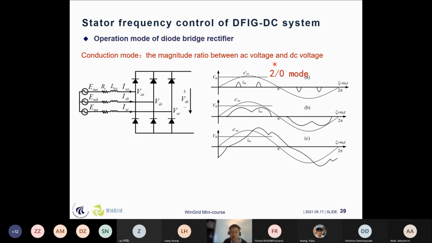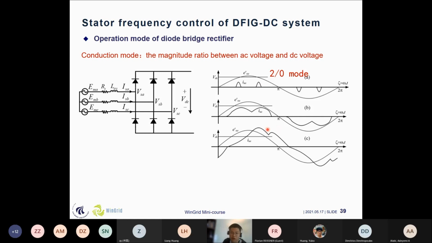This is the 2-0 mode. It means that sometimes two diodes are conducting, and sometimes zero diodes are conducting. It means that this voltage is very small compared with this VDC, so the diode bridge current is discontinuous. You can see that this ISA is continuous.